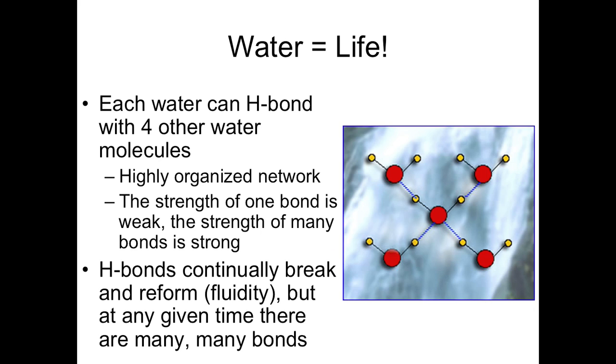So water forms a highly organized network because of its ability to hydrogen bond. And when you have many water molecules together, they form this network because each water molecule can form 4 hydrogen bonds. Each oxygen can bond to 2 other hydrogens, and each hydrogen can bond with 1 oxygen. Right? This is really important because water, because of these hydrogen bonding properties, makes life possible on Earth.